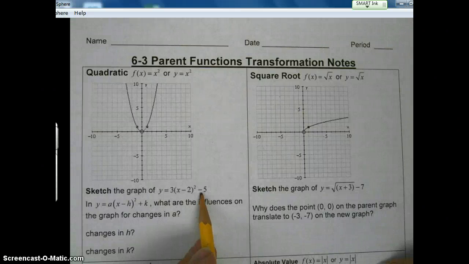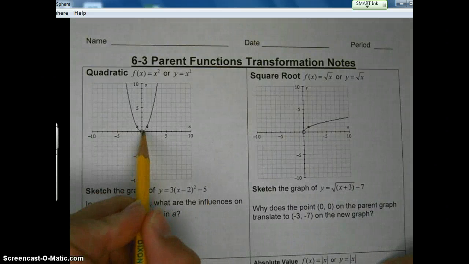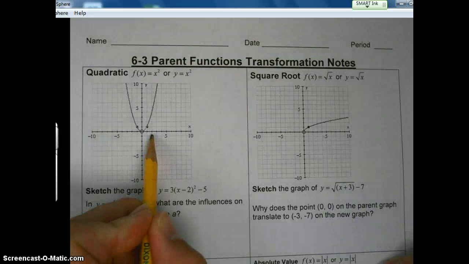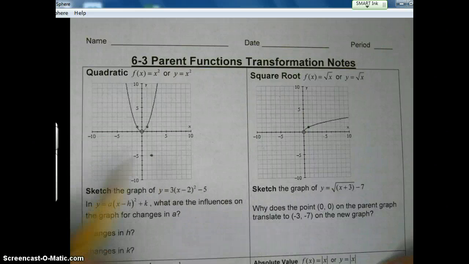So first thing we're going to do is the translations. So 2 to the right, 5 down. So there's our new vertex.